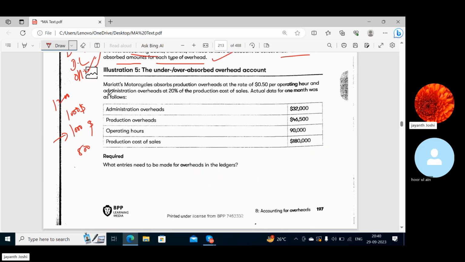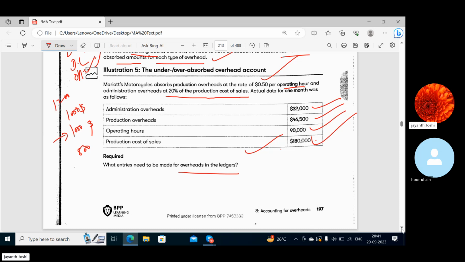Marriott's Motorcycles absorbs production overheads at this overhead absorption rate per operating hour, and administration overheads at 20% of the production cost of sales. Here it is given production cost of sales, and of that 20% is your administration overheads. Actual data is given to you: you have incurred this much administrative overheads, this much production overheads, this many operating hours, and this much production cost of sales. They're asking what entries need to be made for overheads in the ledger.